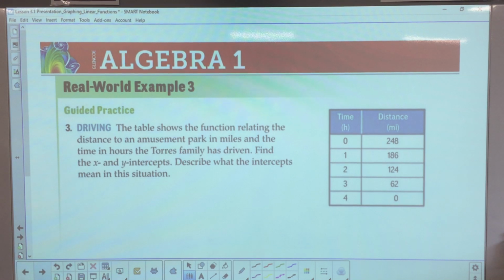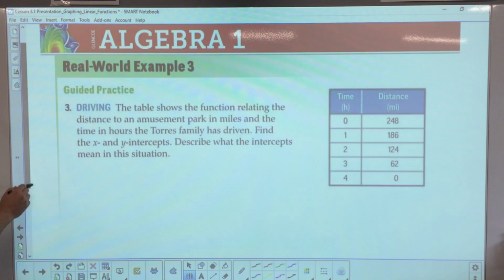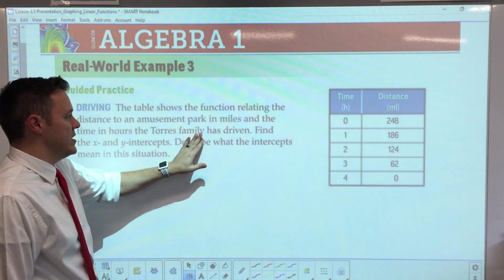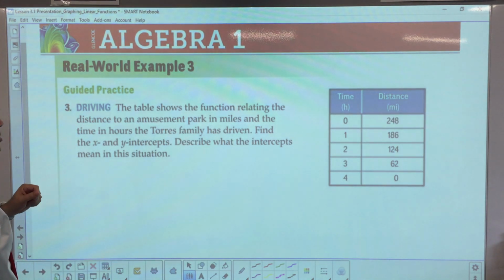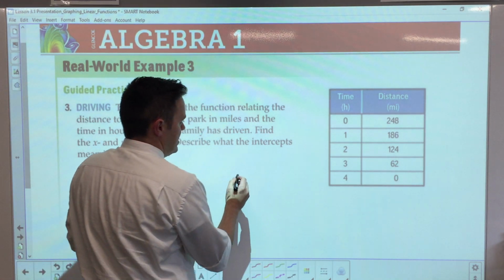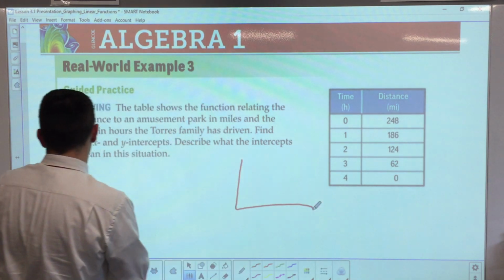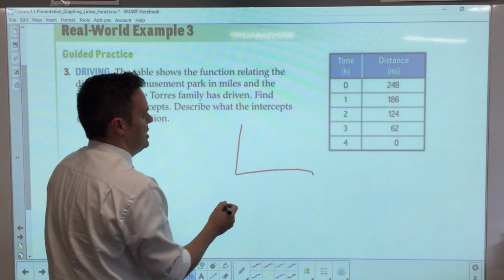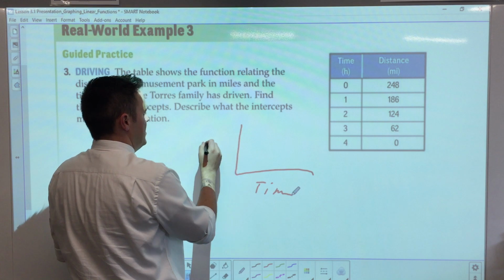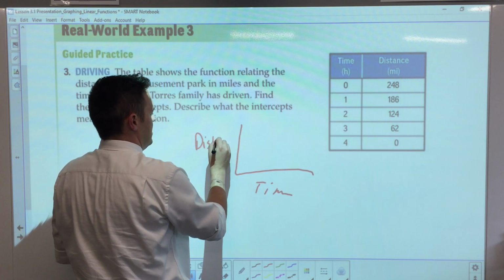All right, driving. The table shows the function related to the distance to an amusement park in miles and the time in hours the Torres family has driven, okay? So find the x and y intercepts and describe what's happened, all right? So what they're doing, ladies and gentlemen, is, let's go x and y, okay? So if you will, this is time, and then this is distance.